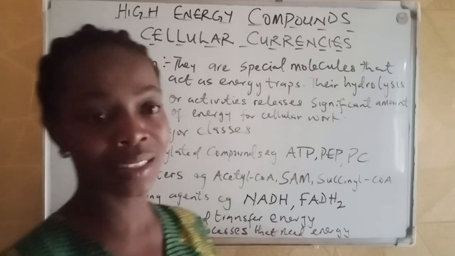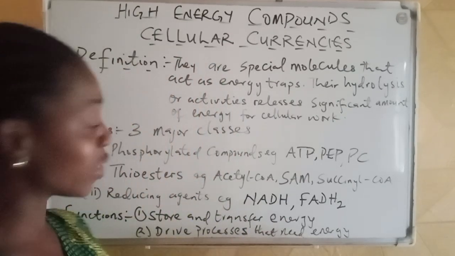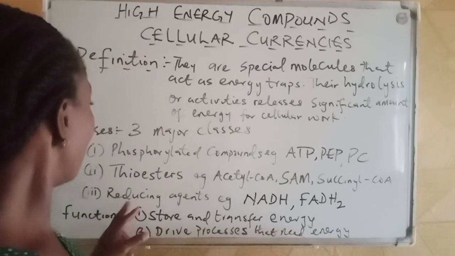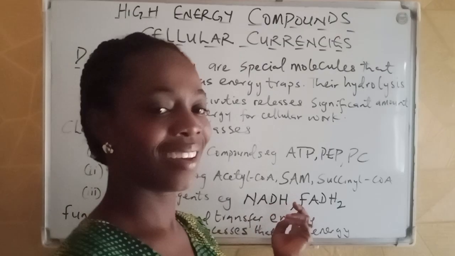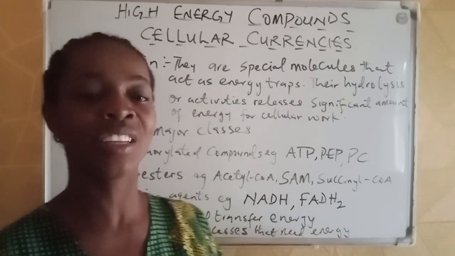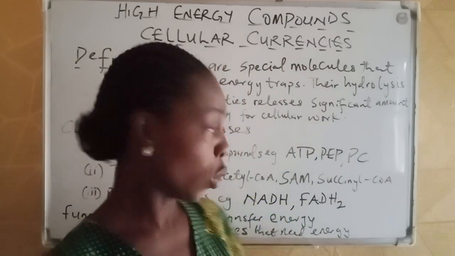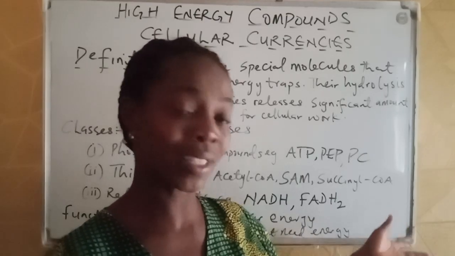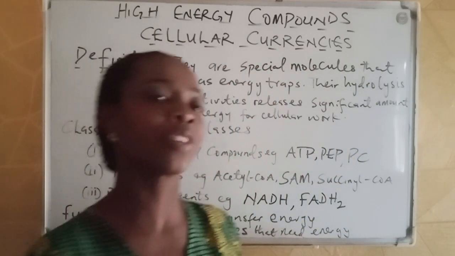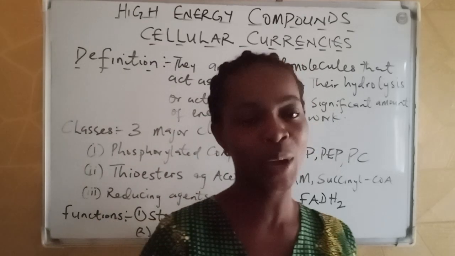An example again is in the TCA cycle where we see the energy of the intermediates being released into reducing agents like NADH and FADH2. These will now carry this energy to the electron transport chain where they donate it to the proteins there for the buildup of the proton gradient that later drives the phosphorylation of ADP to ATP, our most popular energy currency.